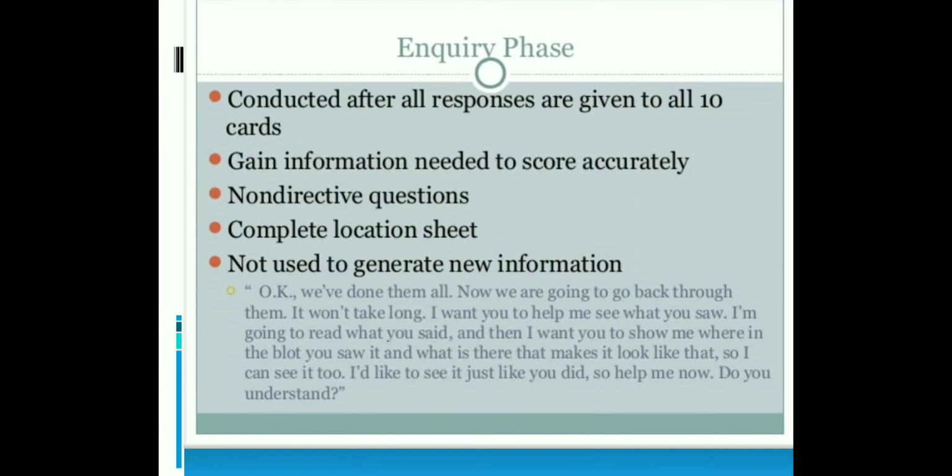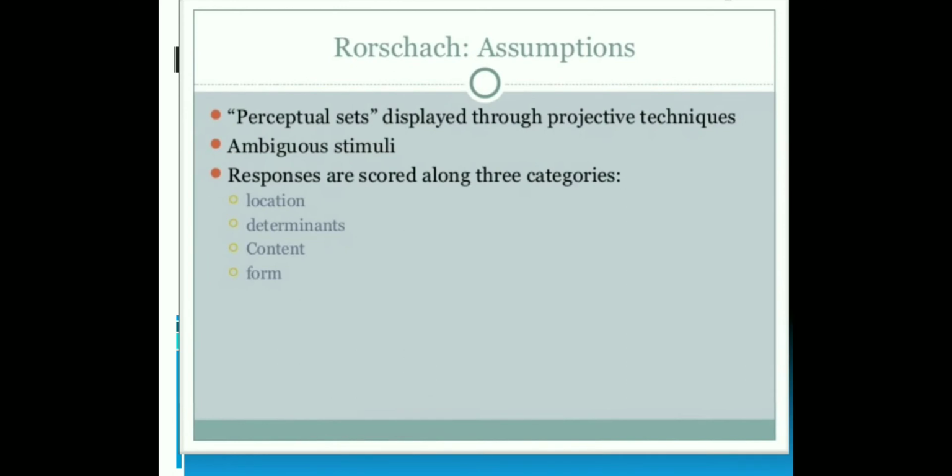The information is gained and needed to score accurately. See, the examiner will use non-directive questions so that the subject can answer. There is a complete location sheet also, right? Perceptual set displayed through projective techniques is used, right? Responses are scored along 3 categories: location, determinants, content, and form. Now these cards are of 7 by 10 inches size. Cards are administered individually in 2 phases.